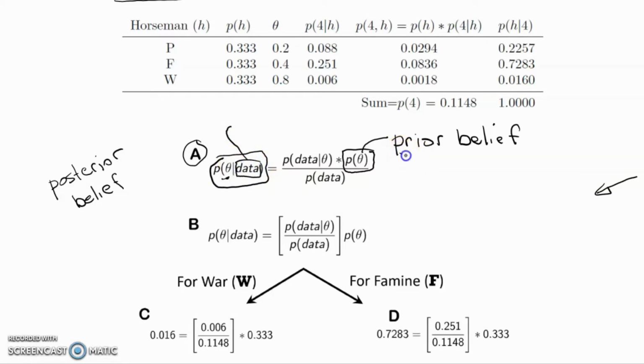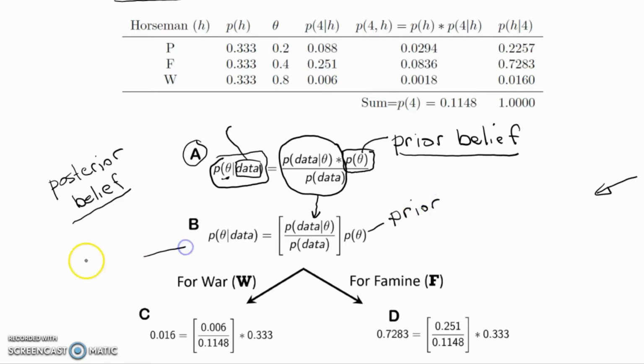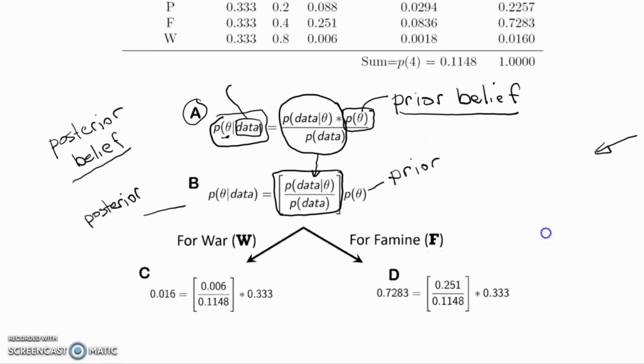So we're going to start off with a prior belief. We're going to wind up with a posterior belief, and we're going to get that by multiplying by this component here. And so this component here, I've just isolated. So there's our prior, there's our posterior, and this is going to be how we adjust the prior, how we update the prior to arrive at the posterior.